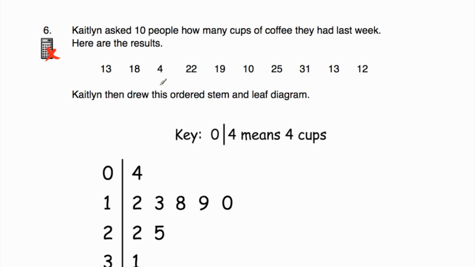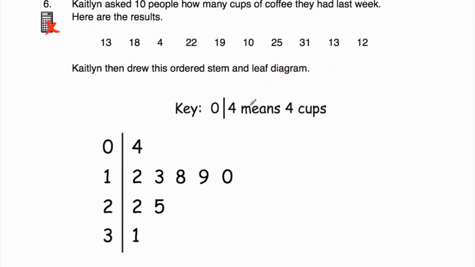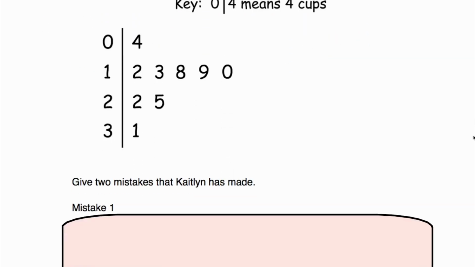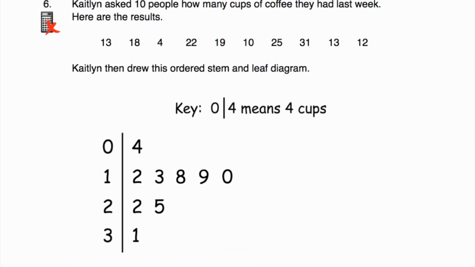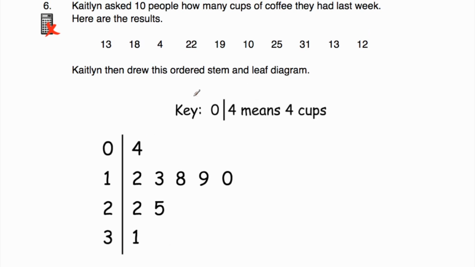Anyway, Caitlin then drew this ordered stem-and-leaf diagram. So it's got a key. That's great. And then we've got 4 cups of coffee, 12 cups of coffee, 13 cups of coffee, and so on. And if we scroll down, the question says, give 2 mistakes that Caitlin has made. So Caitlin has made 2 mistakes in drawing this stem-and-leaf diagram. Well, let's find what they are.